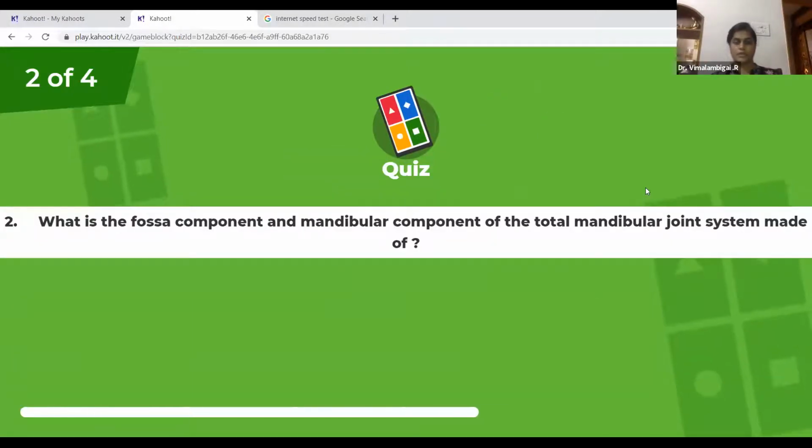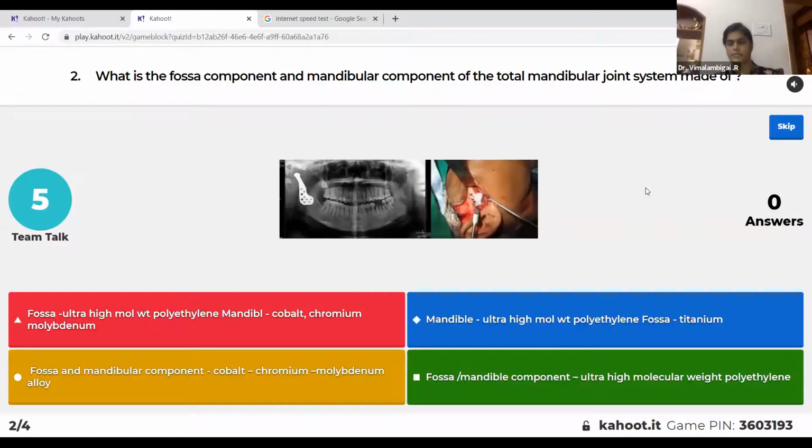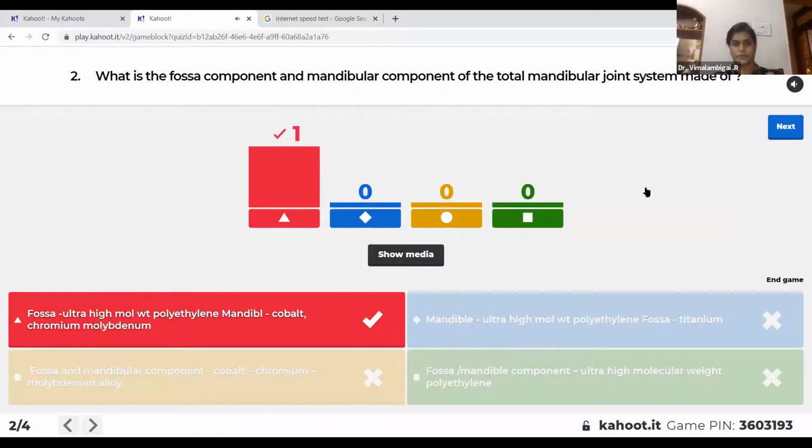What is the fossa component and mandibular component of the total mandibular joint system made of? Is the fossa component made of polyethylene and the mandible made of cobalt chromium molybdenum, or is it the other way around, or are both made of the same materials? Yes, the fossa component is made of ultra high molecular weight polyethylene, and the mandible component is made of a mixture of cobalt chromium molybdenum, and it is coated with titanium.